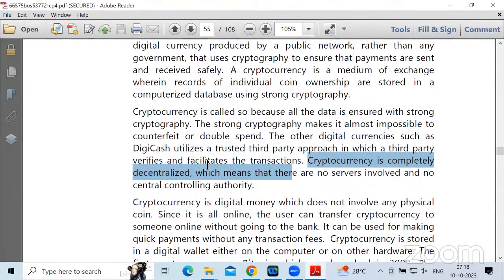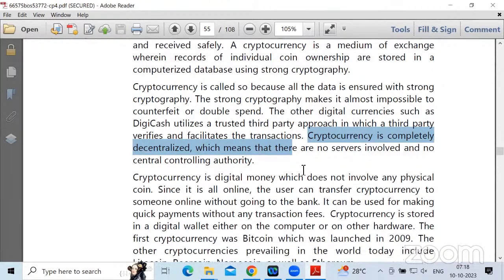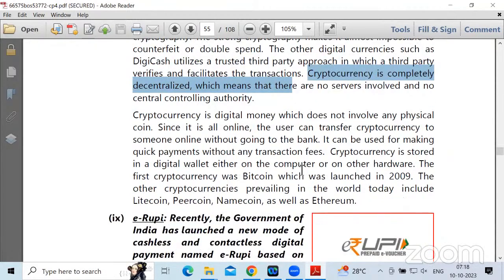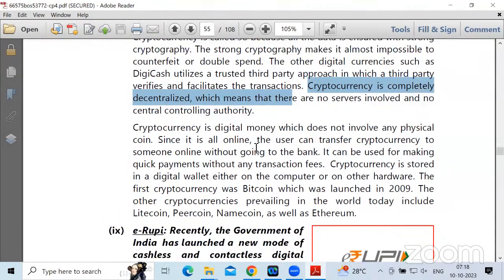The server will be managing all the clients which are connected to the server computer. But in cryptocurrency, there is no such mechanism. There is no centralized server. All are having equal power. That means each one is acting as a server as well as a client. So when it is supplying, it becomes a server. When it is receiving, it becomes a client. That's all.